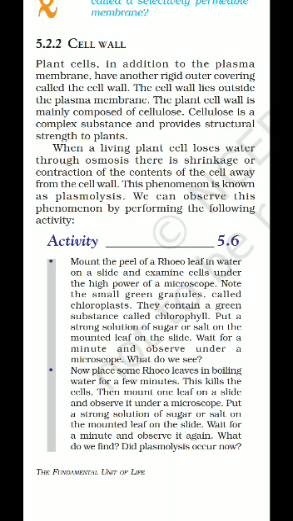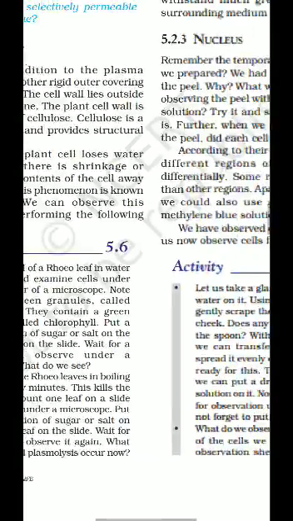When a living plant cell loses water through osmosis, there is shrinkage or contraction of the content of the cell away from the cell wall. Children, what it means is that when we put any plant cell in hypertonic solution, it starts to shrink. But it does not change its structure. The cell wall remains with its structure and the content shrinks. The process is called plasmolysis. Here we have an activity with a leaf cell, going through the plasmolysis process.